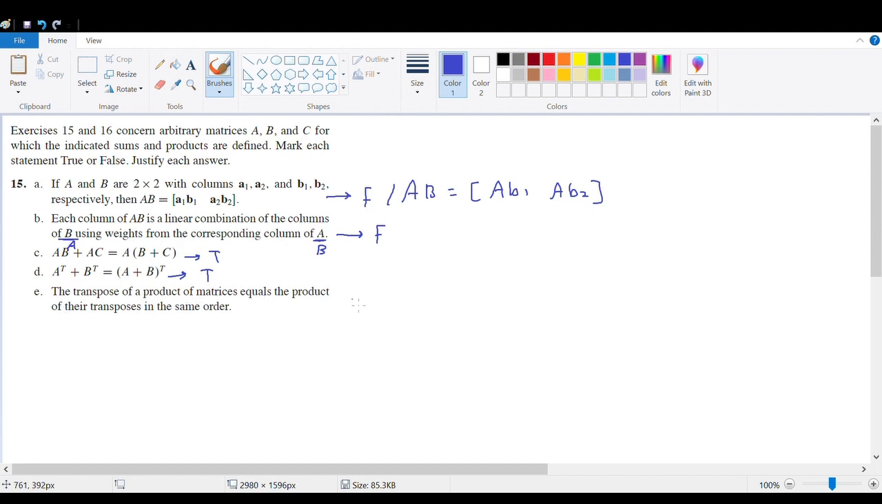If, for example, we have AB, so here it said the transpose of a product of matrices equals the product of their transposes in the same order. Is it equal to A transpose B transpose according to this? This one is false. We said it should be equal to B transpose A transpose, which means we change the order; it should be in reverse order.